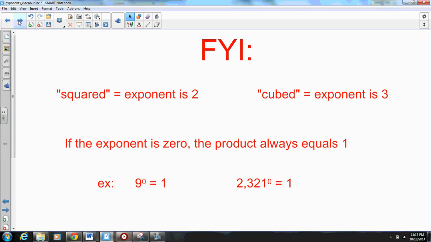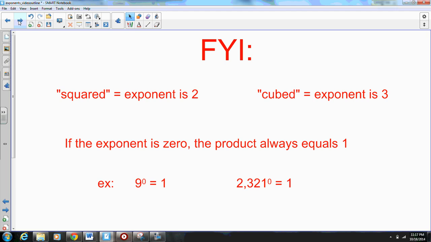For your information, if we have the word squared, if we square anything, it means we're going to take the base number and put it to the power of 2. So that means the exponent is 2. If we were to cube the base number, that means it will have the exponent of 3.